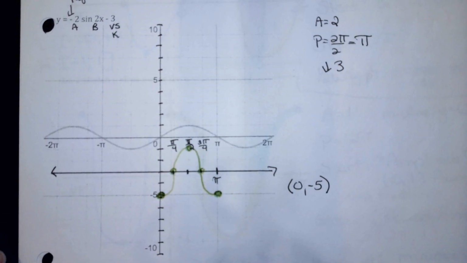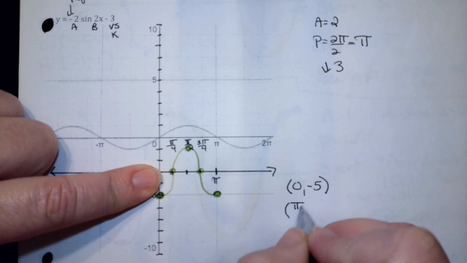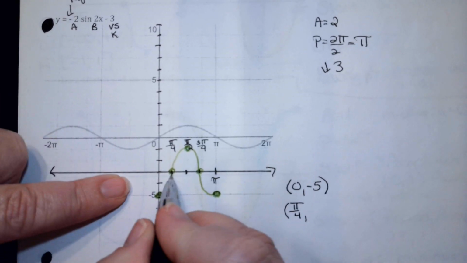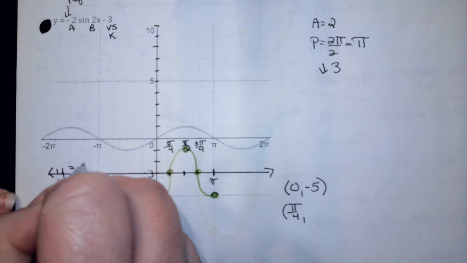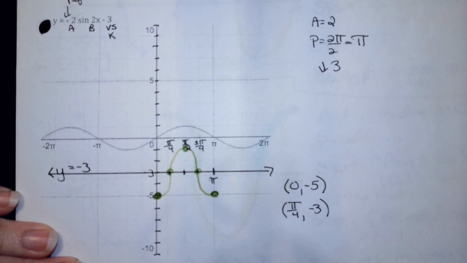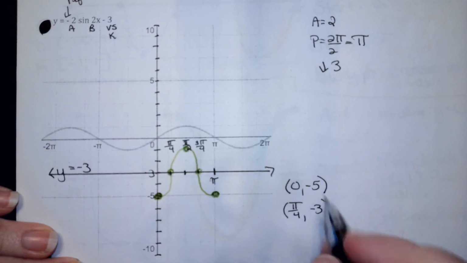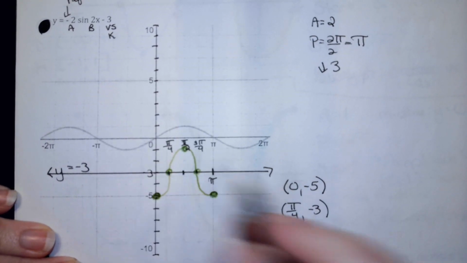What is my first crossover point? All right. Well, my x value is pi over 4. And my y value is -3, because the amplitude is at y equals -3. What's the maximum? All right. Well, that's pi over 2 and -1.